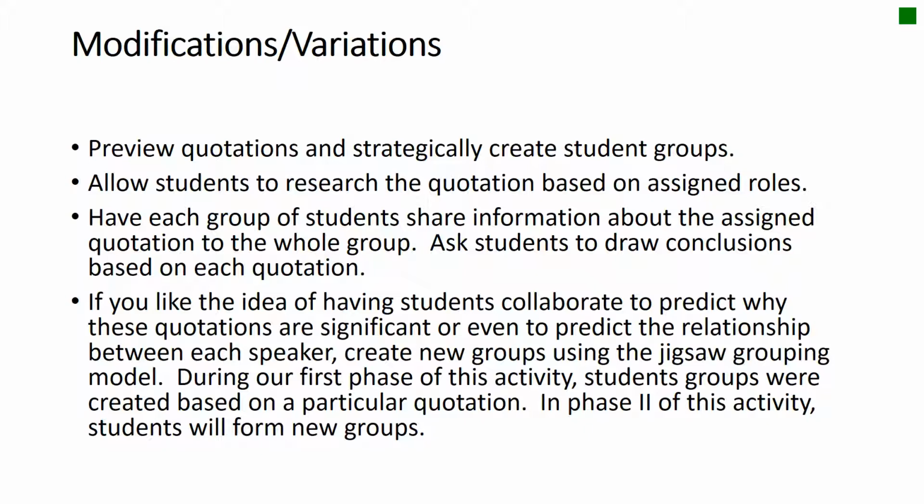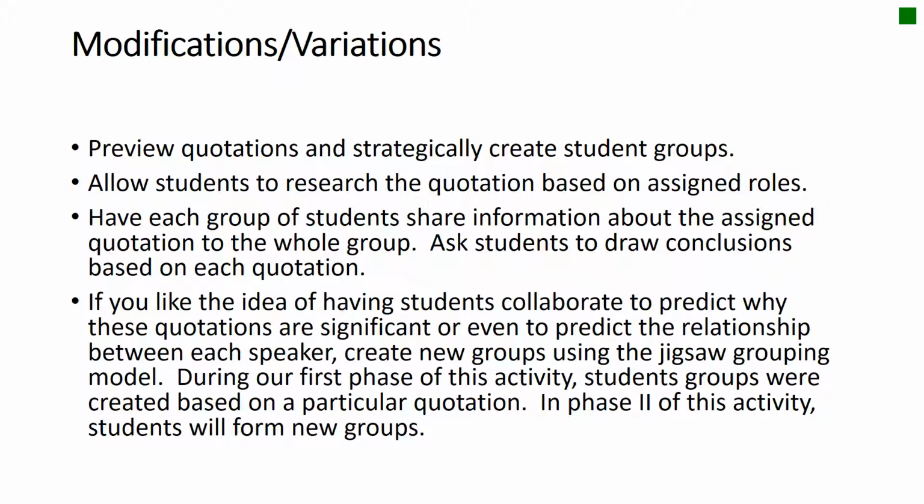One important part of this activity is to have each group of students share information about the assigned quotation to the whole group. A great modification is to ask students to draw conclusions based on each quotation. Throughout our lesson, we then will ask students if their conclusions have changed. If students have changed their conclusion, give students an opportunity to provide information as to why that conclusion changed. If students' conclusions do not change, have students do the same. Use the evidence to argue why their conclusion will stay the same.